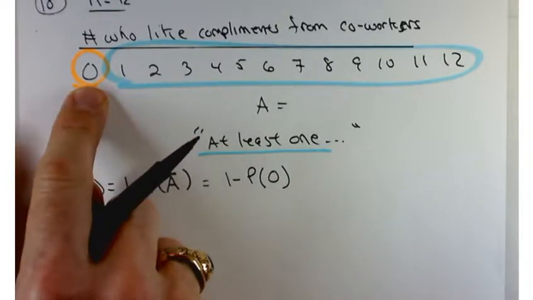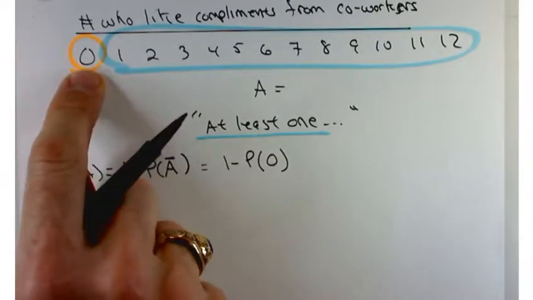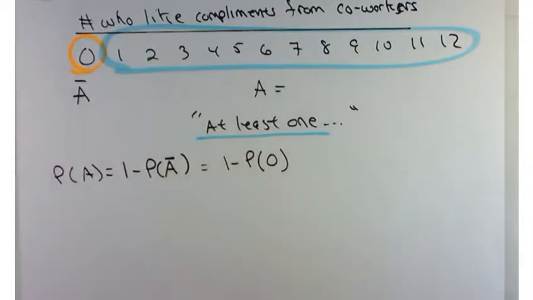What has to happen for this event to occur? That means the first person doesn't like getting compliments, second person, third person, fourth, all the way up to the 12th. All 12 of them have to say, you know what, I really don't like getting compliments from my coworkers. So that'd be kind of strange, but I guess it could happen.